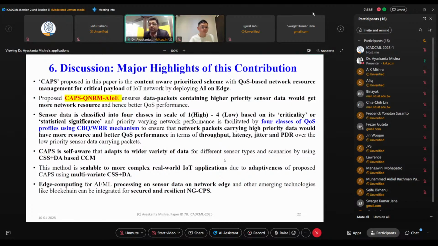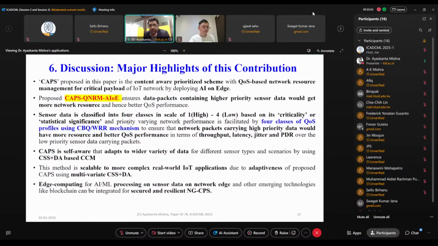And priority varying network performance is facilitated with 4 classes of QoS profile, that is the class-based queuing and weighted round-robin based scheduler mechanism, to ensure that network packets carrying high priority data would have more resources and better quality of service performance in terms of throughput, latency, jitter, and packet delivery ratio.